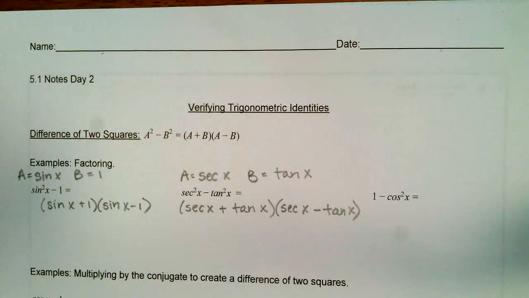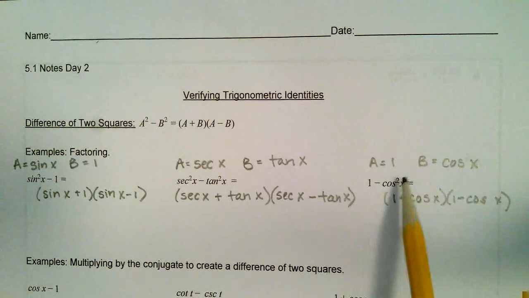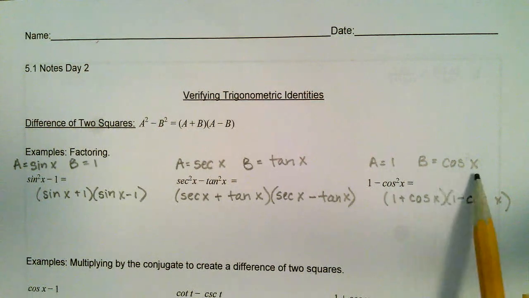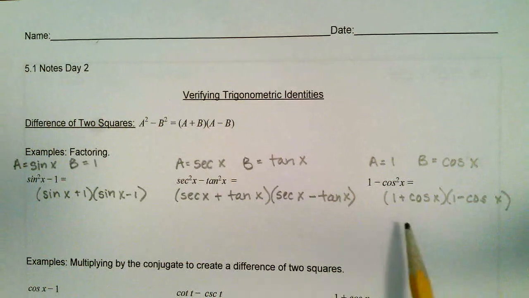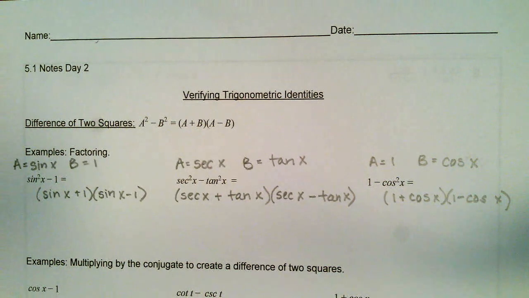Okay, take a second, pause the video, see if you can factor the third example. Okay, so hopefully you saw in this case a is 1 and b is the cosine of x, and it factors into 1 plus cosine of x times 1 minus cosine of x.